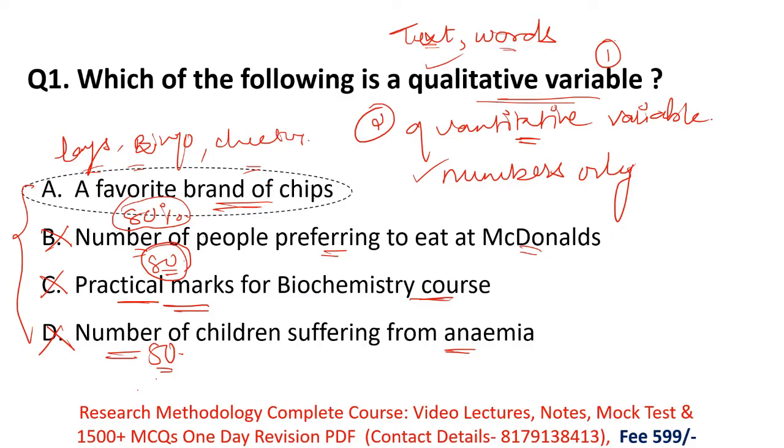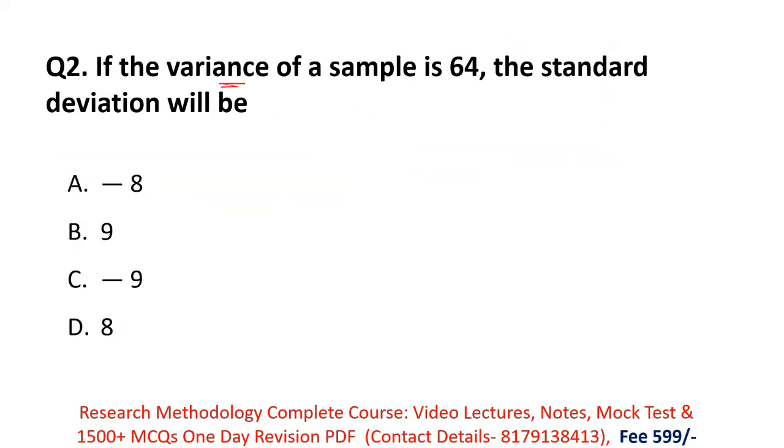Next question. If the variance of a sample is 64, what will the standard deviation be? In this question, what they have given is the variance of a sample, which is 64, and what we have to find is the standard deviation. First of all, you should know the meaning of the terms. Sample variance means how samples are varying, and standard deviation.